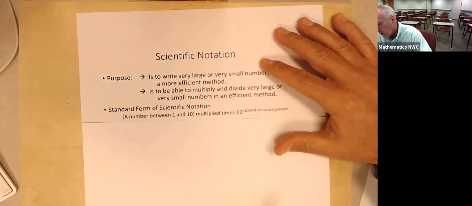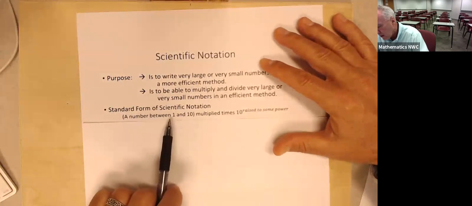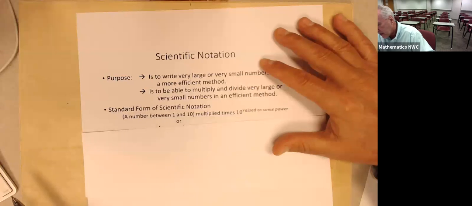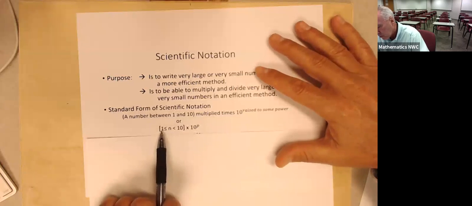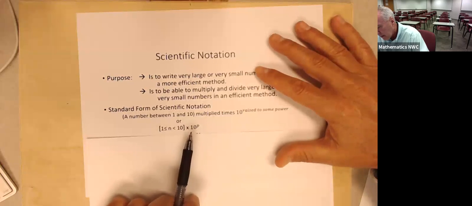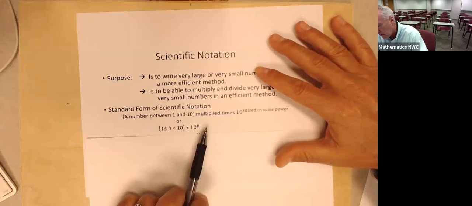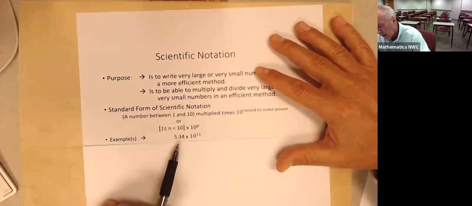The standard form for scientific notation is any number between 1 and 10, could be including 1, multiplied times 10 raised to a power. So I have this number, it's between 1 and 10, but it can include 1, not 10, times 10 raised to some power. I just went with p for a power.